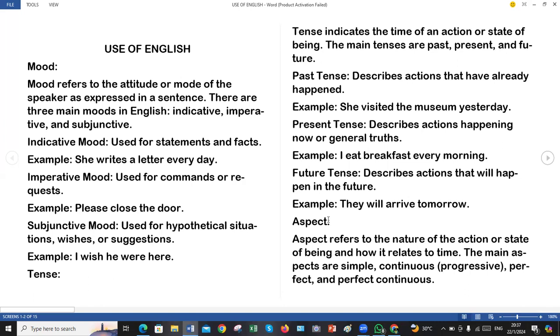Now the next one we have here is aspect. Aspect refers to the nature of the action or state of being and how it relates to time. The main aspects are simple, continuous, progressive. Like I said for tense, these are the basics, but there are more. So aspect here refers to the nature of the action. For example, if you say present, is it actually continuous? Is it actually present continuous tense?